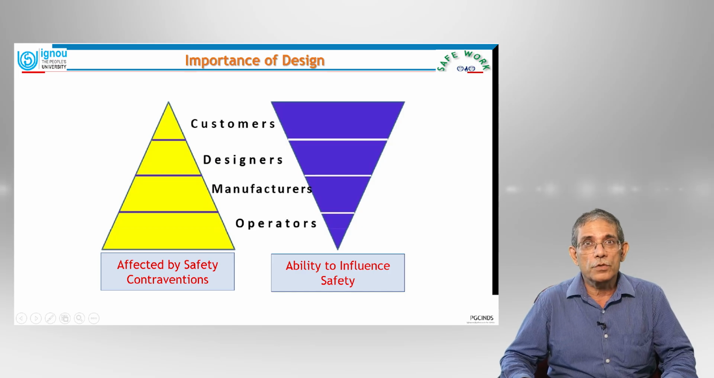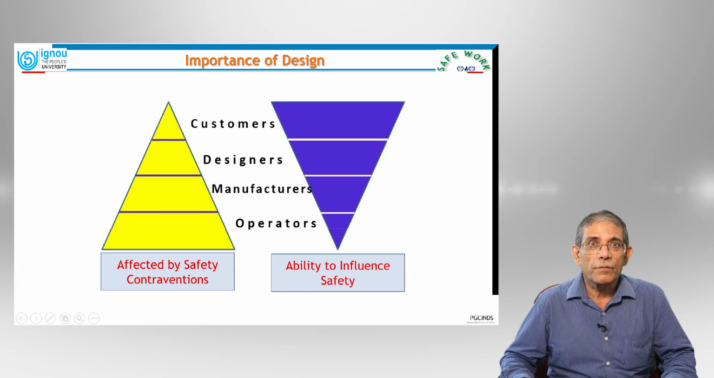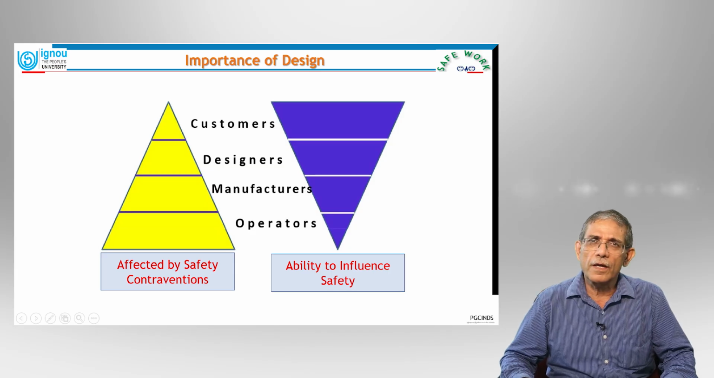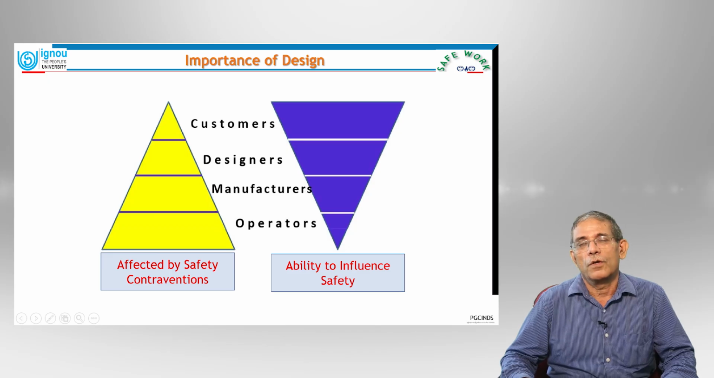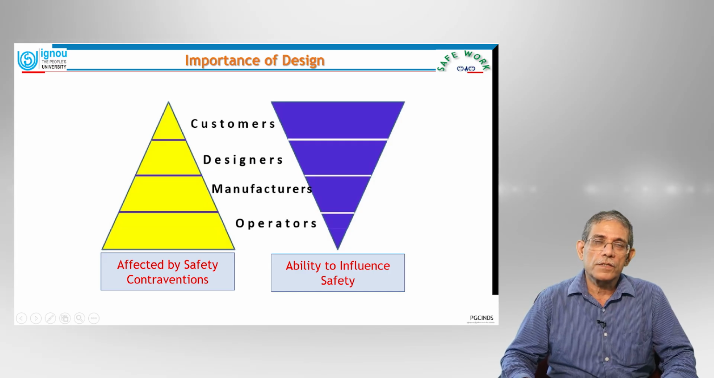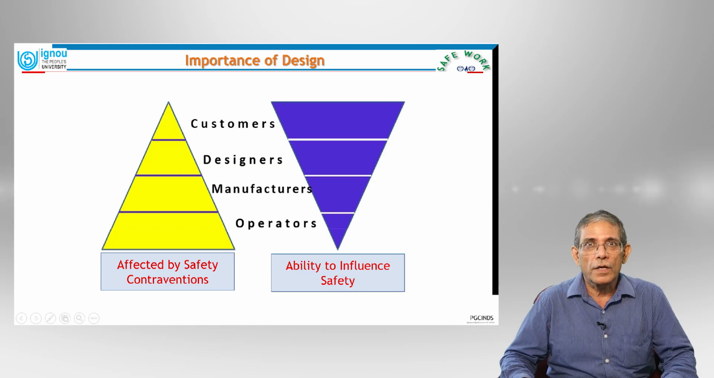Now the designer is the most important person. However, he is not affected too much by the safety contraventions, because he can design and he will give the design for manufacturing. But at the same time the designer has the ability to influence the safety to the maximum extent, because during the process of design he can find out which things, as per statutory requirement of safety or otherwise safety principles, have been ignored, and then he can very well take care of such ignorance or the other things which have not been taken care of during the design process.